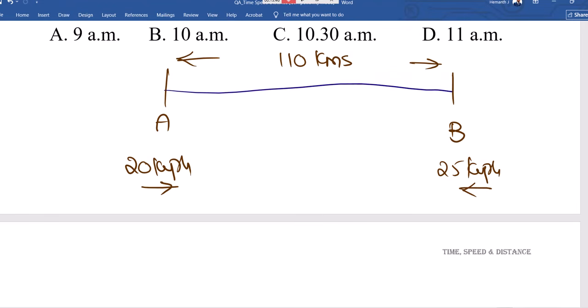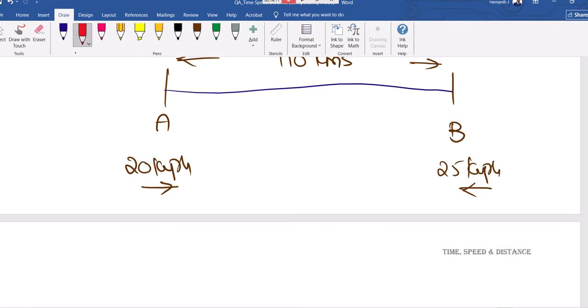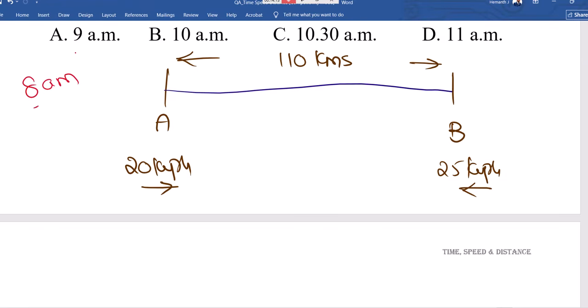But you cannot apply it, because the timings are not the same. Both are not active at 7 a.m. At 7 a.m. only train 1 is active, train 2 is not. We cannot apply the formula. Many may be thinking 110 divided by the sum of speeds applies for opposite direction. No, sir. The problem here is that both are not available at 7 a.m. That's why I told you we have to realize the question: at what time?